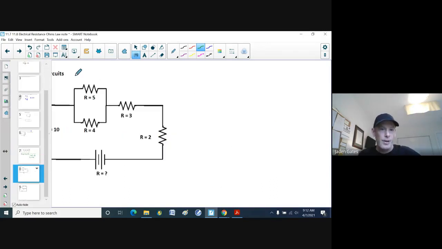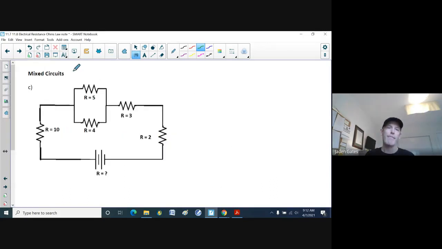Now, of course, what can happen is mixed circuits. That's the reality of life, is that we don't get these nice, pretty resistors that are completely in series or completely in parallel. Usually the perfect ones you're going to see are Christmas lights. So in this case, again, we're going to be looking for the equivalent resistance.